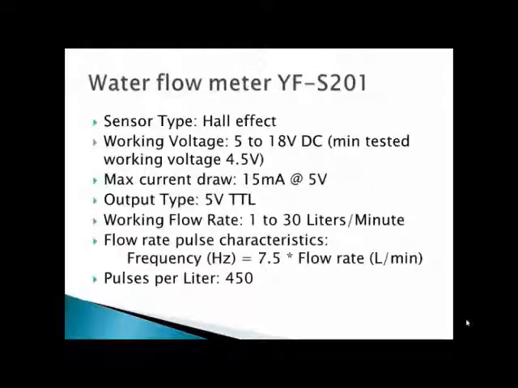201 works on the principle of Hall effect. The working voltage that we've observed using the MSP430 is 3.5 volts to 18 volts DC, and the rate of flow is 1 to 30 liters per minute, and for every liter that passes through the flow sensor, it generates a pulse rate of 450. The frequency can be calibrated using the formula 7.5 constant multiplied by the flow rate, which is calibrated in liters per minute.